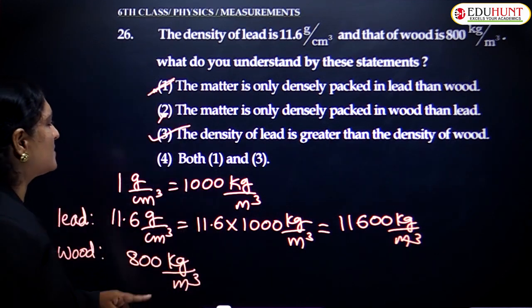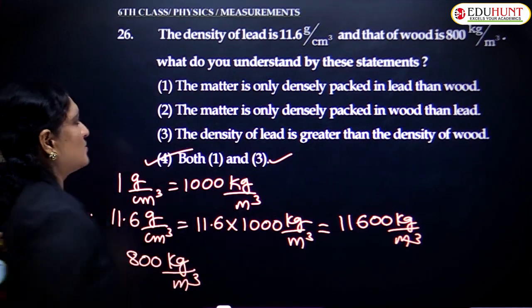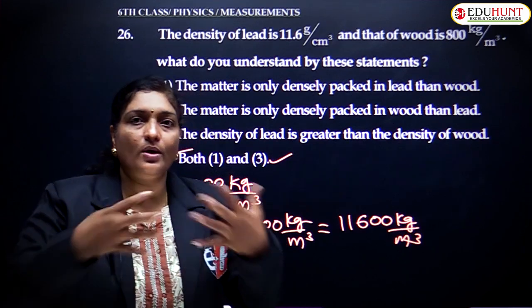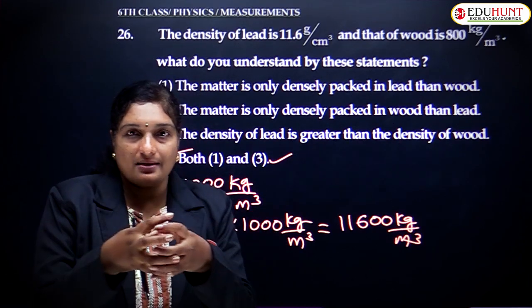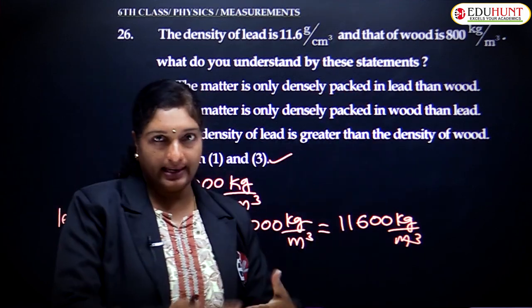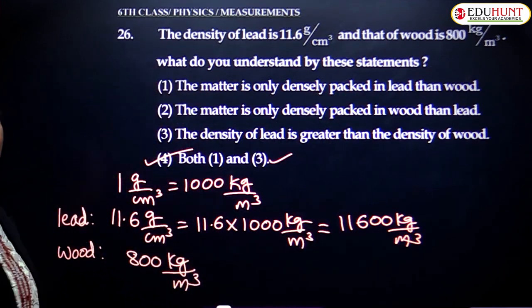Both the first option and third option are true. Hence your answer would be fourth option. Okay, so density is more. What do you mean by more density? Because the molecules or atoms are closely packed up. So that means densely packed in lead when compared to wood. So both first option as well as third option is true.